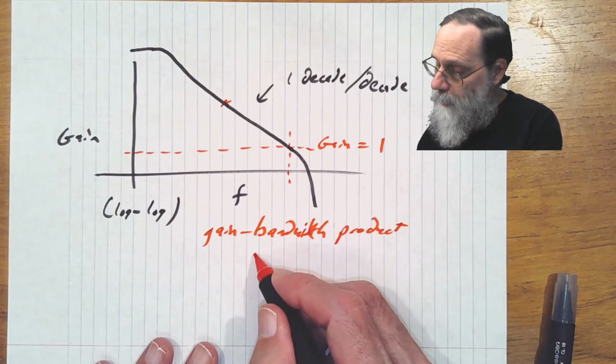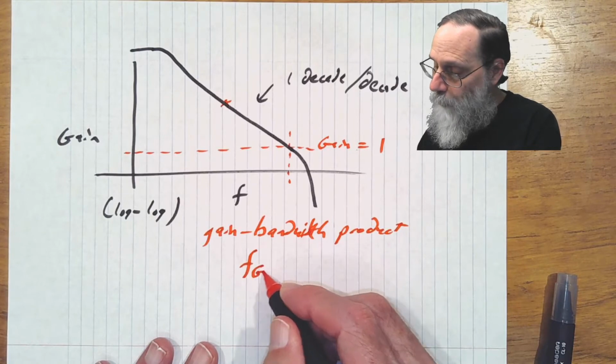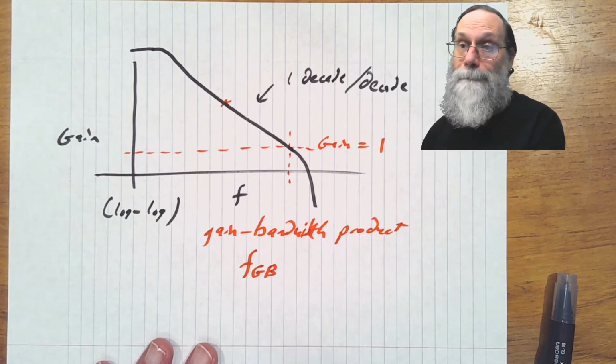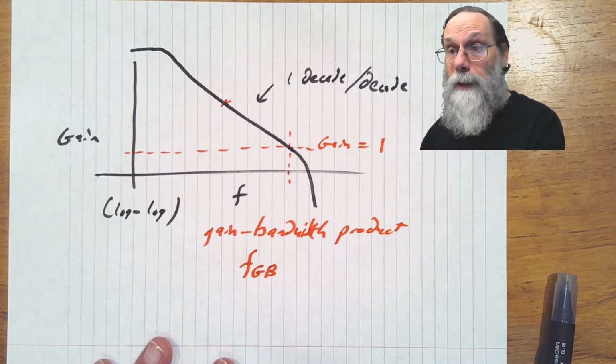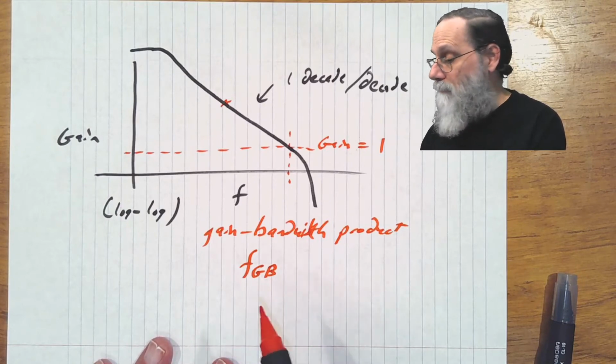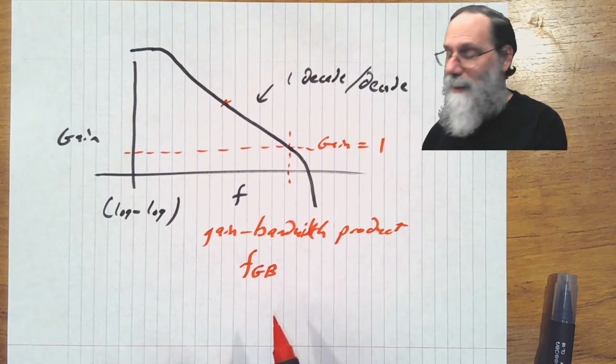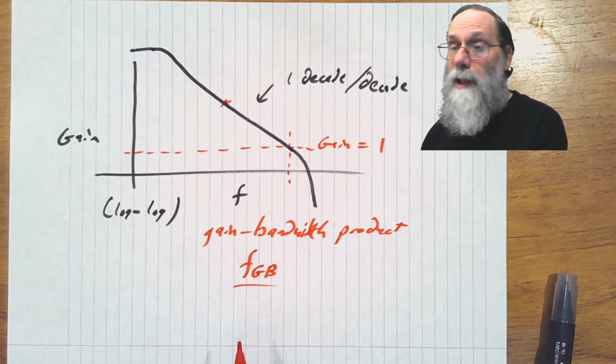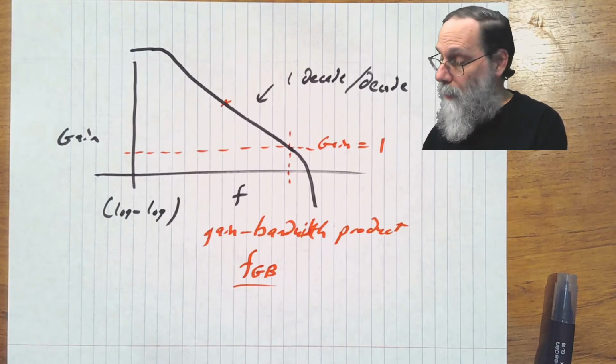In this class, because we want to emphasize it as in units of hertz, it's a frequency, I write it as F sub GB. There are a lot of other different abbreviations that are used for it. GBW, GBWP, all kinds of different things. But I like to emphasize that it's specified as a frequency in hertz.